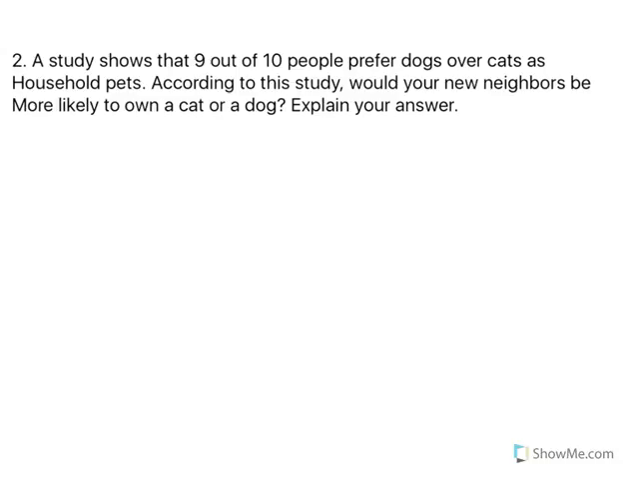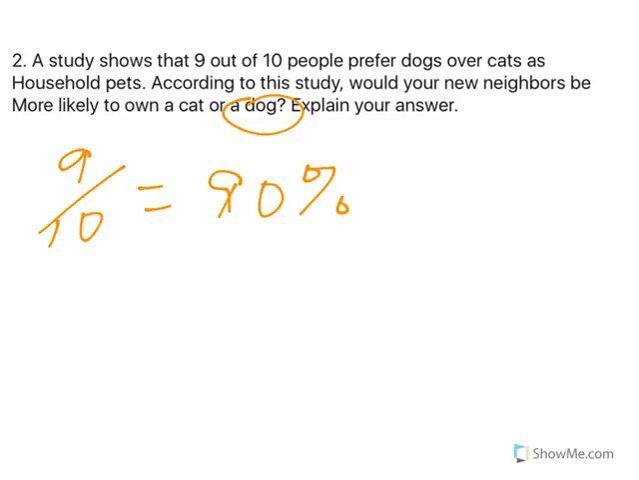Number 2, a study shows that 9 out of 10 people prefer dogs over cats as household pets. According to this study, would your new neighbors be more likely to own a cat or a dog? And explain your answer. I hope this one is fairly easy to comprehend and that we would expect a dog. 9/10 is 90%. That is well over half, right? It's definitely a majority. So because a majority of people prefer dogs, you would just think if they're going to have a pet, they're likely to have a dog.